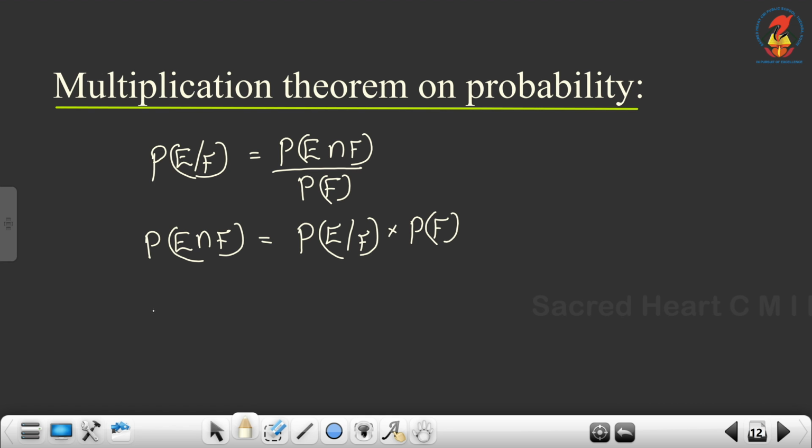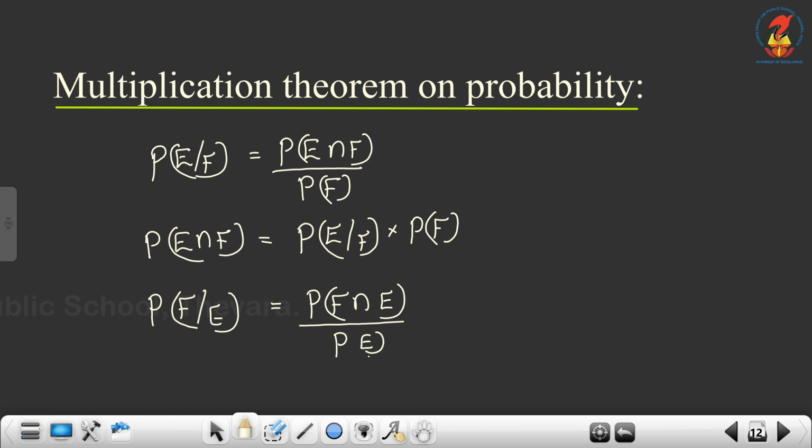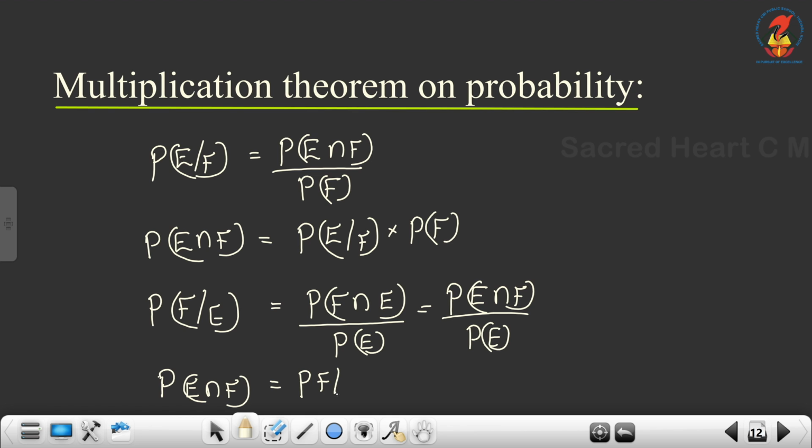The same way, what is P of F given E? P of F given E is equal to P of F intersection E divided by P of E, and F intersection E is the same as E intersection F. So from the second result, P of E intersection F is equal to P of F given E into P of E.